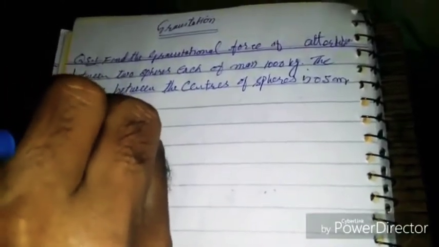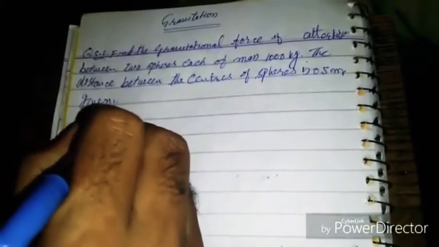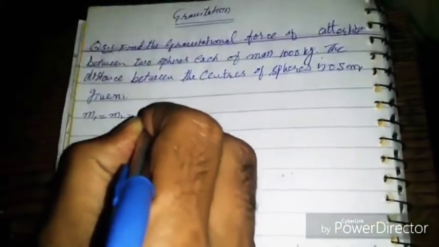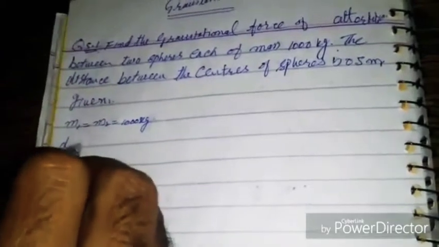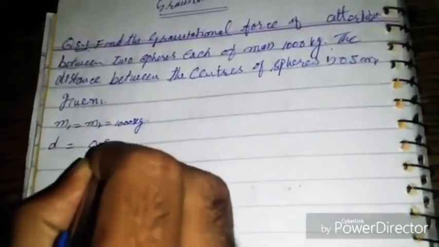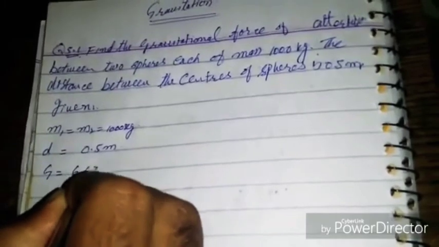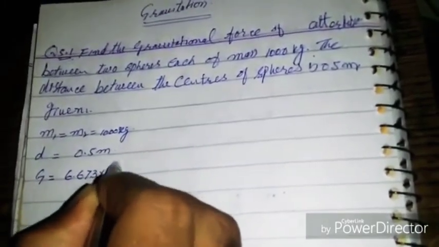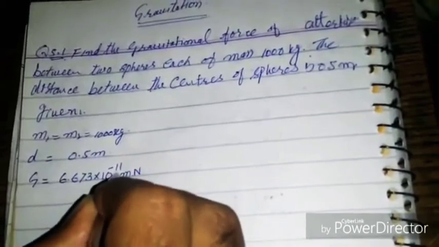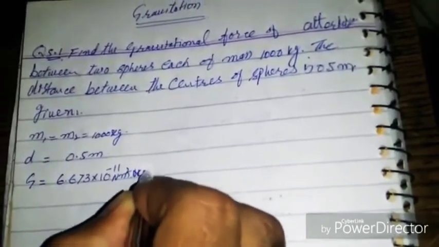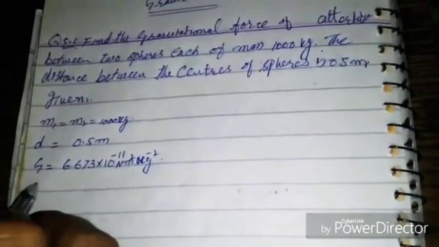Given: m1 is equal to m2 is equal to 1000 kilogram. Distance between the centers d is equal to 0.5 meter. We know G is equal to 6.673 into 10 to the power minus 11 Newton meter square per kilogram square. And we have to find the force F.